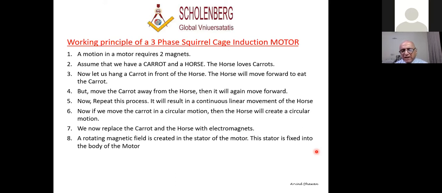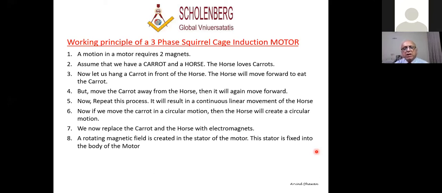An electromagnet is a magnet that material becomes a magnet only when electricity is applied. When electricity is applied, that material becomes a magnet. When electricity is switched off, that material no longer becomes a magnet. These are called electromagnets.